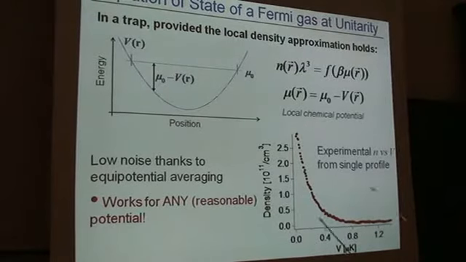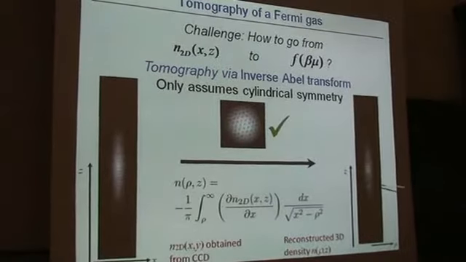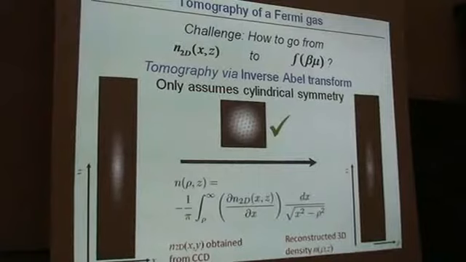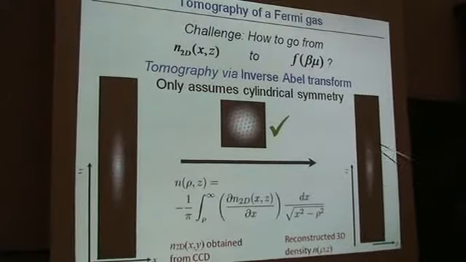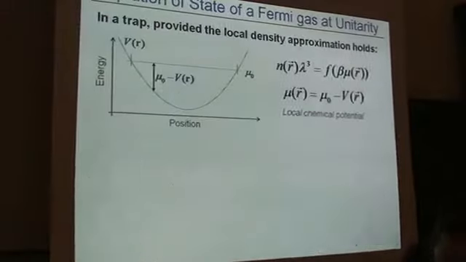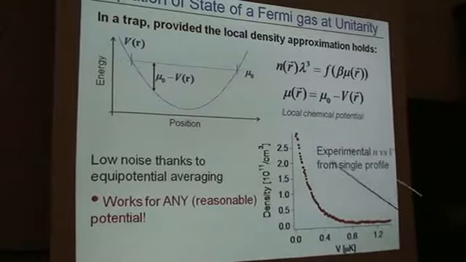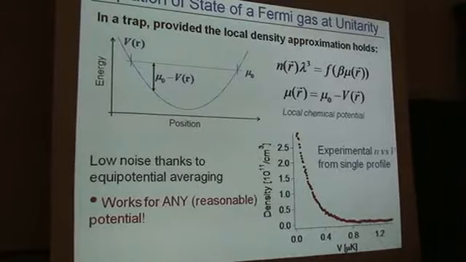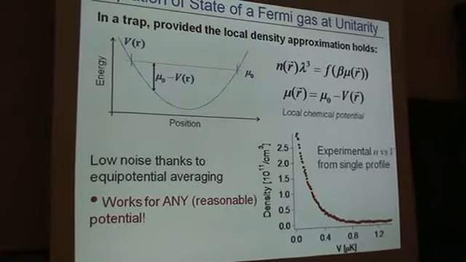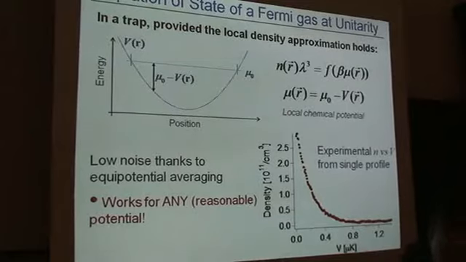One more thing that we can do: if we know our potential really well, we can sum over all equipotential lines. So we pick one potential that we're interested in and walk along equipotential lines, integrate that signal, and therefore get a very nice average signal for the equation of state. So that's the data then. We get the density as a function of potential after this equipotential averaging. So it's actually not very noisy. It's very nice. It works for any reasonable potential, this kind of method. It is not confined to harmonic trapping.